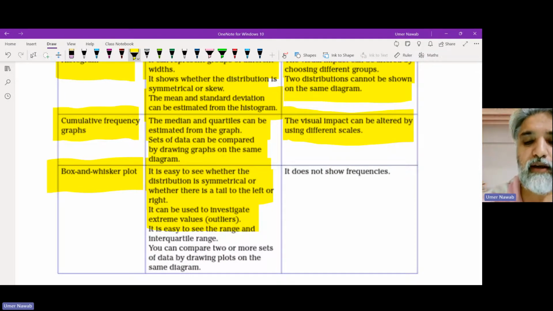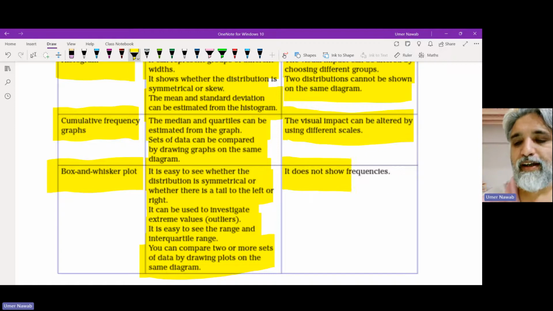There is a formula for that. So in box and whisker, I can say which value is extreme or an outlier for me. I can easily find the range, I can find the interquartile range. And if you want to compare two data sets, again, box and whisker is an ideal diagram.